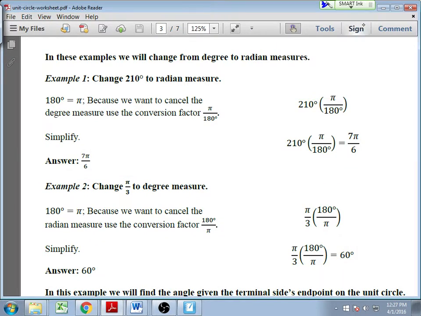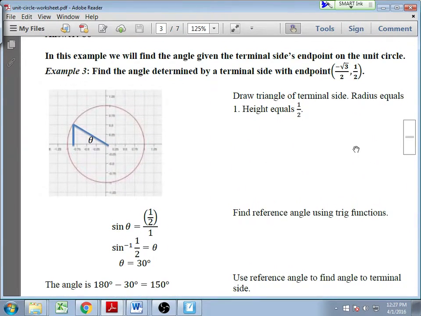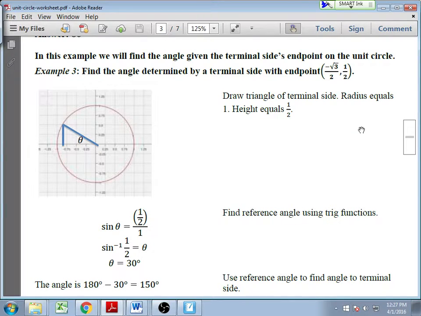Okay, I think we're ready to practice a little bit. So we will find the angle given the terminal side's endpoint on the unit circle. So what we see now is the endpoint. We have my x coordinate and my y coordinate. Radius equals 1, height equals 1/2. So it's half up. So we have to figure out what is that angle.